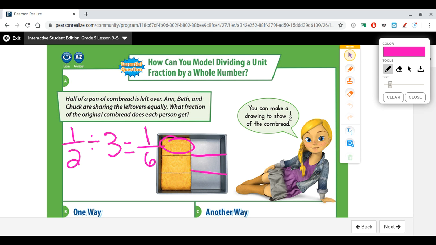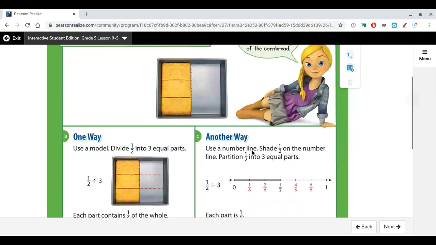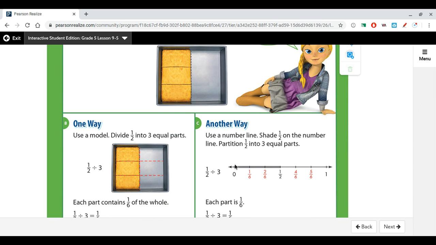This is what it looks like when I do the keep, change, flip. So 1/2 stays the same. The division symbol changes to multiplication, and then the 3 changes to 1/3, because remember we write that 3 over 1. And so when I do that, I end up with 1/6. So that is showing you how that algorithm is working. And so you can see I did the model one way. Another way would be to use that number line where I shaded that half into 3 equal parts, and then each person would get 1/6 of it.